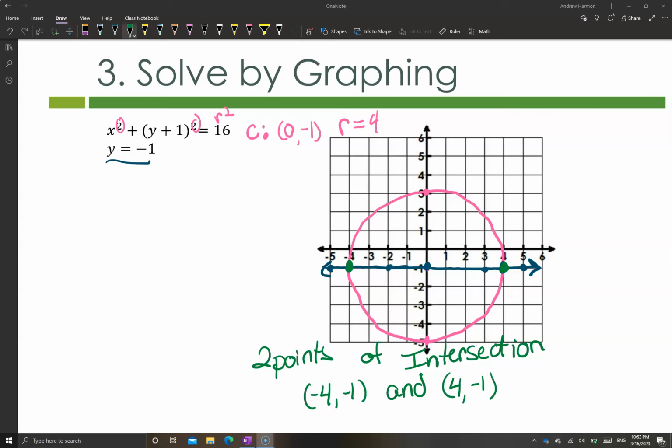All right, some nice examples of solving systems of equations by graphing the circle and the line and finding their points of intersection.